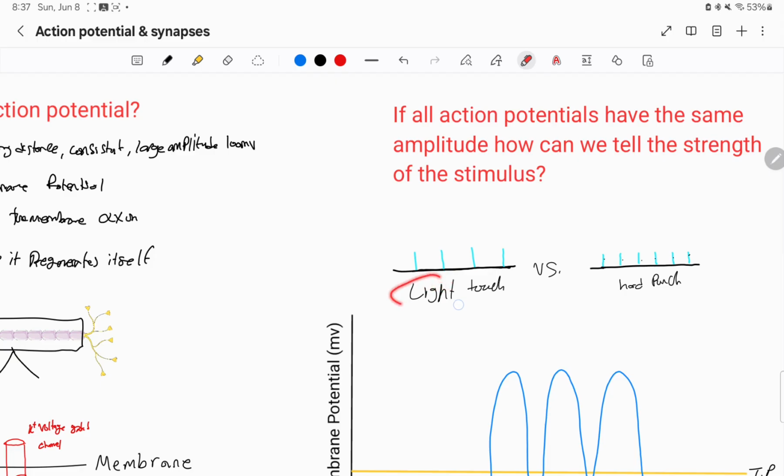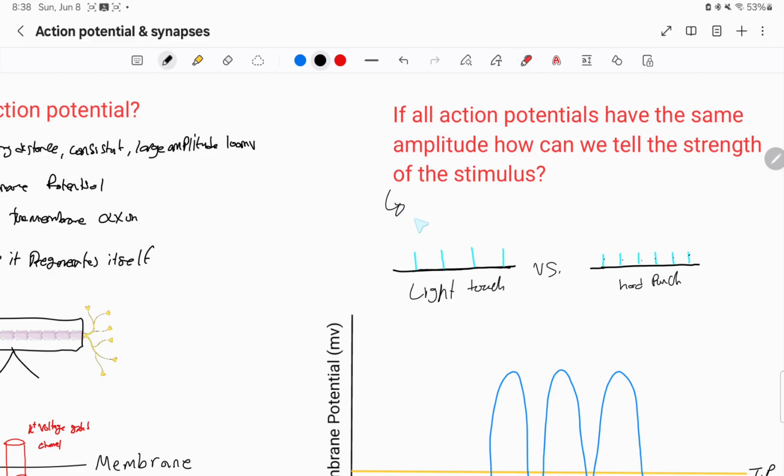Well, I have one scenario here where there's a light touch to, for example, my arm. I touch my arm very lightly, and it produces 1, 2, 3, 4 action potentials on a graph. And then I really punch my hand extremely hard, and it gives 1, 2, 3, 4, 5, 6. Which one was the harder stimulus, or the stronger stimulus? Well, I think the answer is pretty clear. The one that produced the greater number of action potentials.